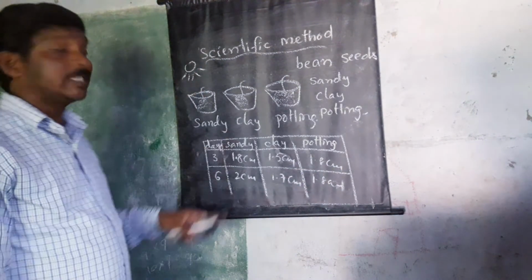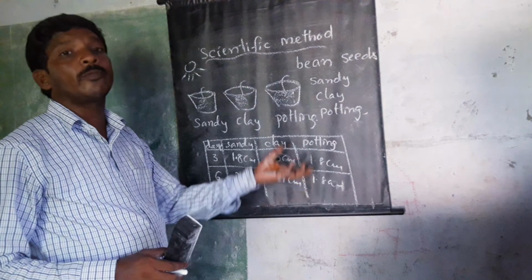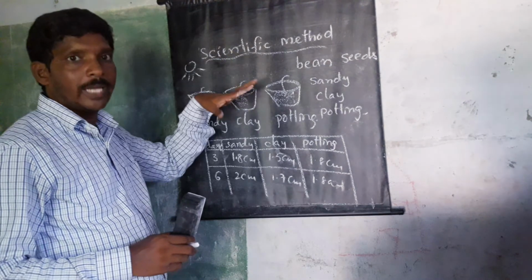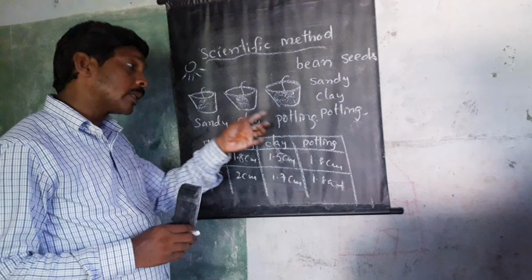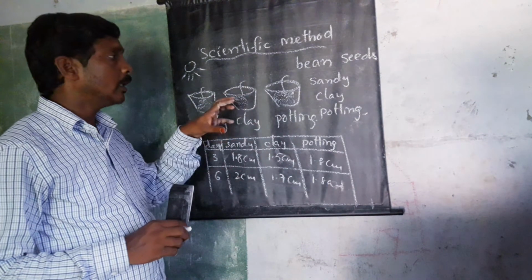Arvind hypothesized that potting soil is the best for bean seeds. But in his experiment, sandy soil was the best for bean seeds. His hypothesis was wrong.